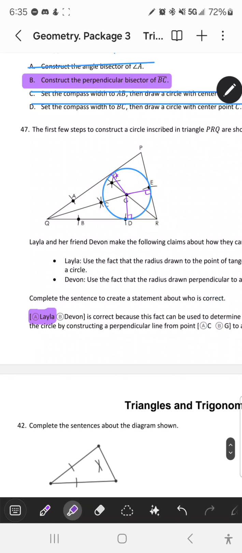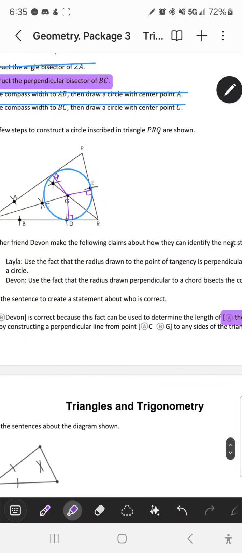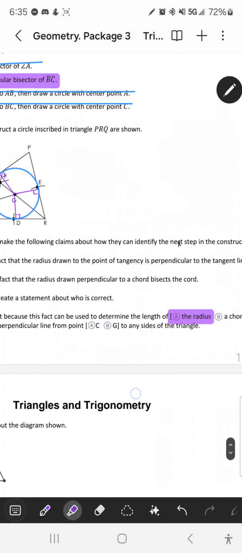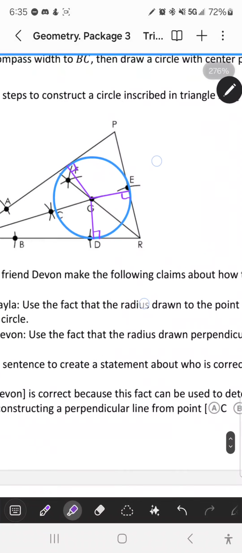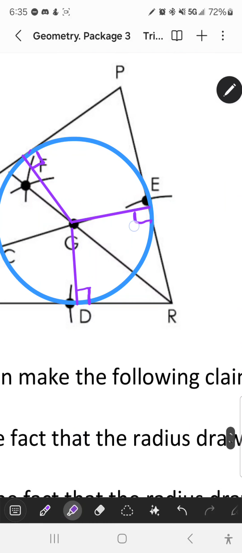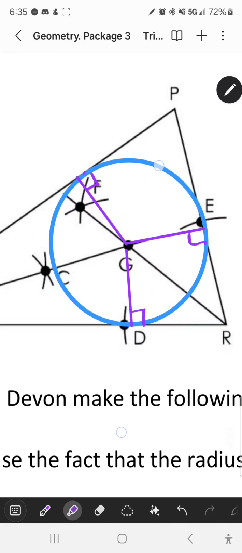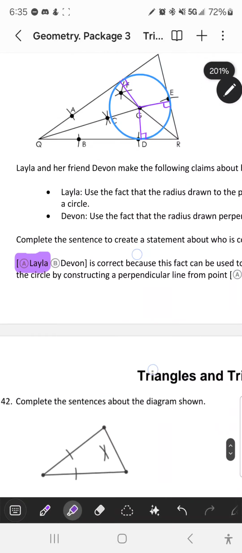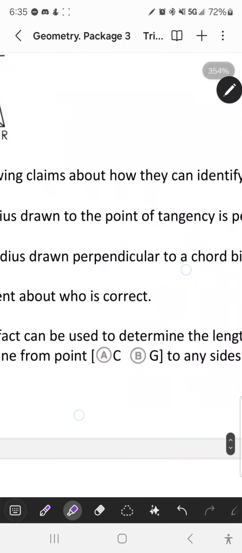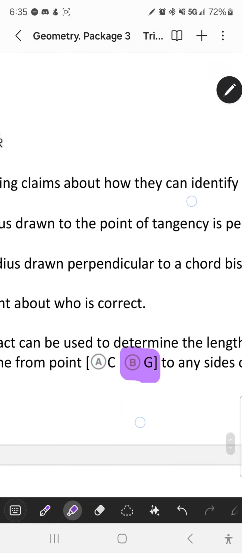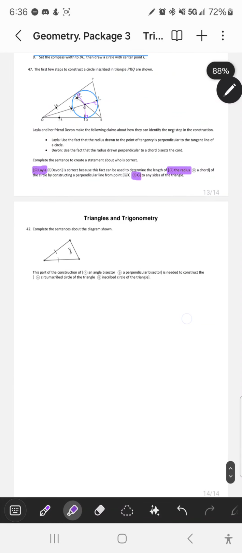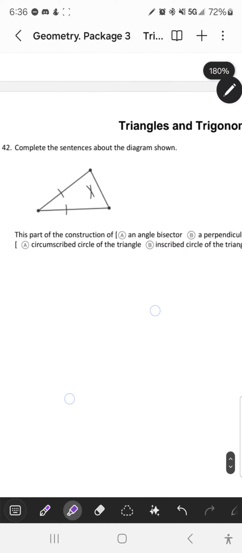So of the circle by constructing a perpendicular line from point C or G to any side of the triangle. So I just draw it. You can see right here, this is point G. This is the center of the circle. C is just a random point that is even inside of the circle. I don't know why I said center of the triangle, but it's the circle. So that's a pretty easy one. It's not C, of course, it's the center of the circle. So we are just missing one. This is more or less the same.